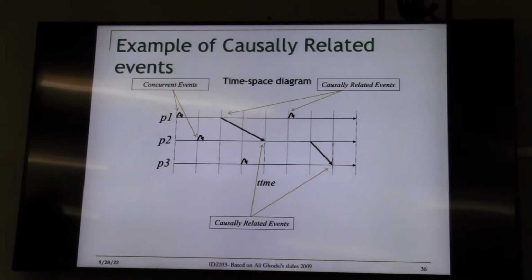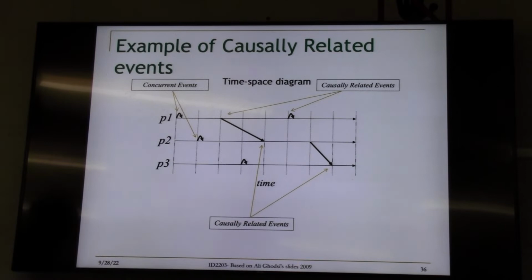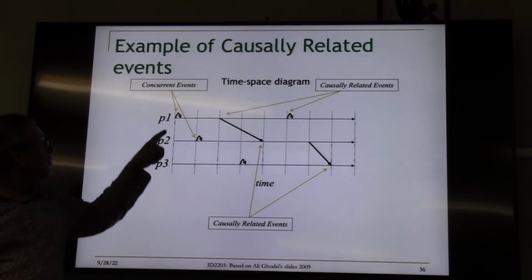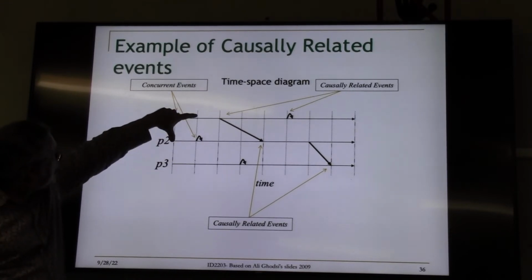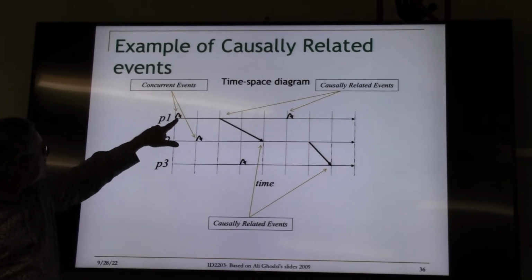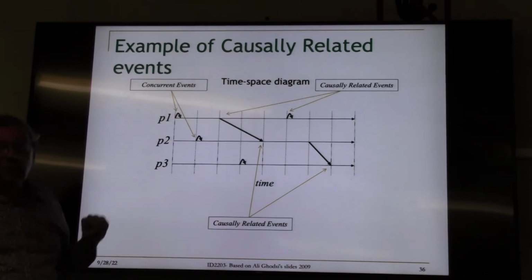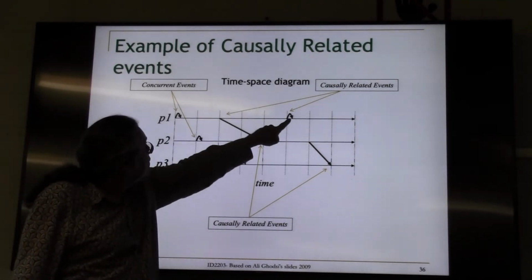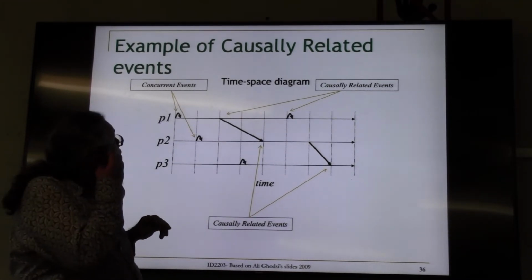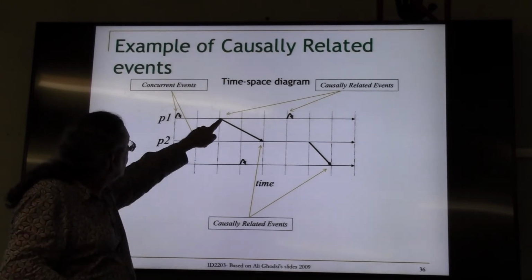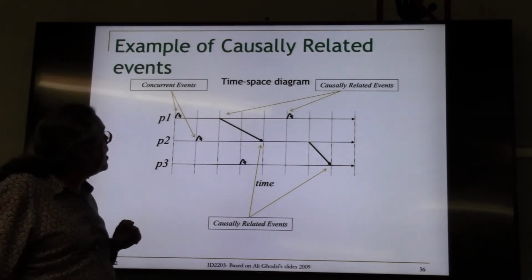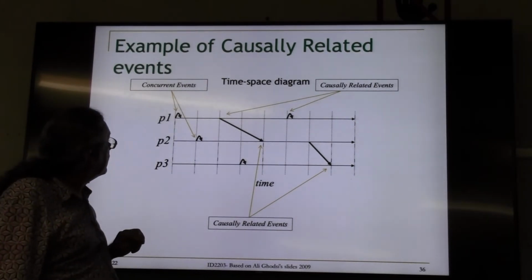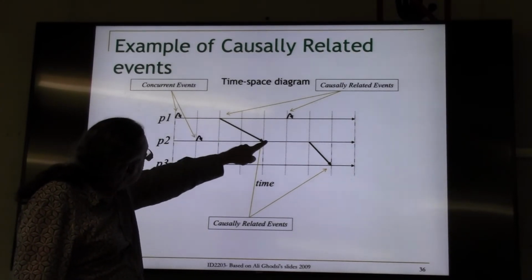Now you can see the causal connections here. These two events, P1 and P2, are concurrent, because if you switch them, it changes nothing. You do a computation at P1 and one at P2. It's the two comp events. Okay? These two events are causally related. Because here we're doing a comp event and here we're doing another comp event on the same process. Okay? Here, these two are causally related.